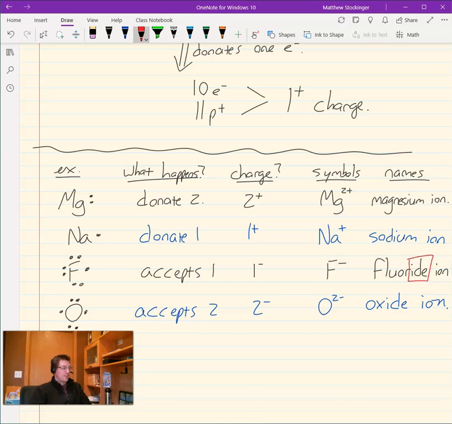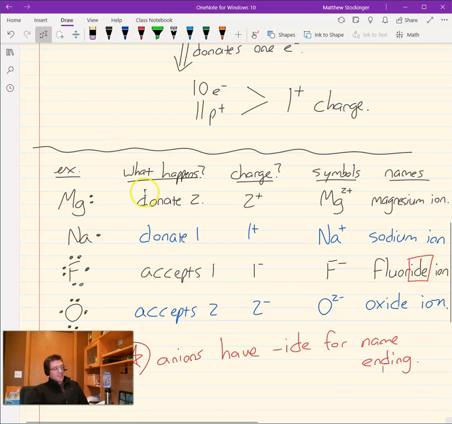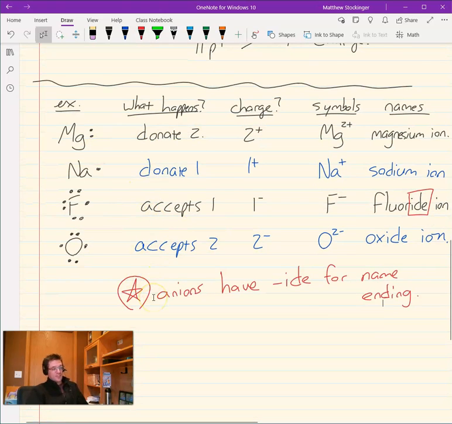And then I'm just going to write in red, anions have "ide" for the name ending. You're going to get an assignment with more practice on this, but this is the basics to get you started.